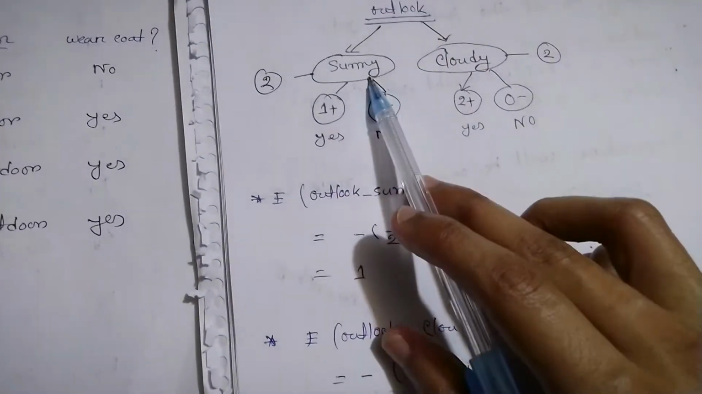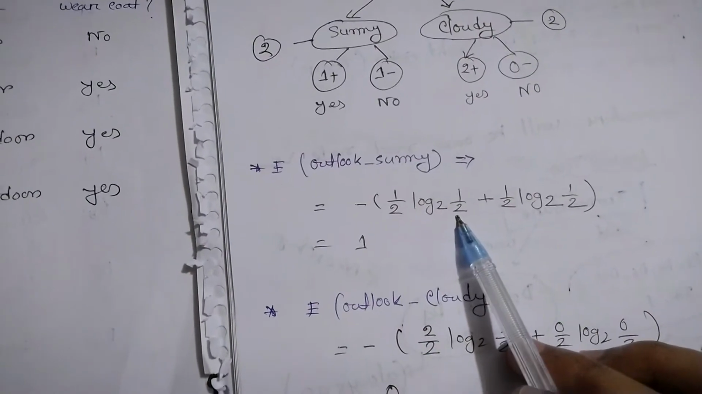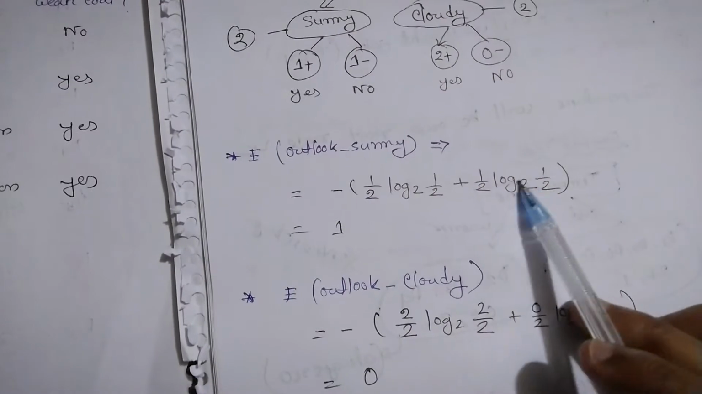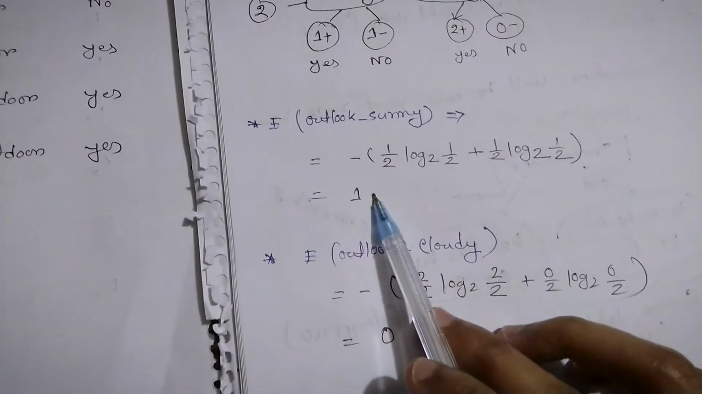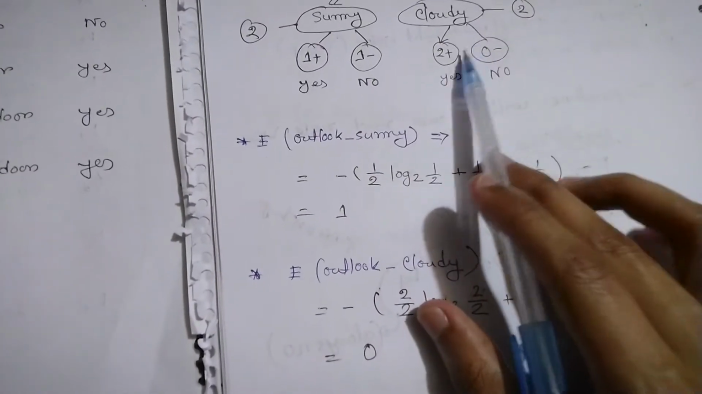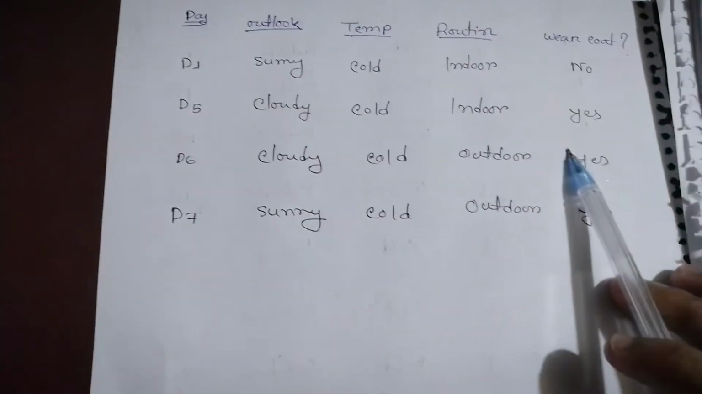So entropy for Outlook sunny would be minus 1 by 2 log 2 of 1 by 2 for the positive one, plus for the negative one we have only one item out of 2, minus 1 by 2 log 2 of 1 by 2, which is 1. And we need to find the same for cloudy, where 2 of them are yes and 0 no. So when it is cloudy, both of them are yes.